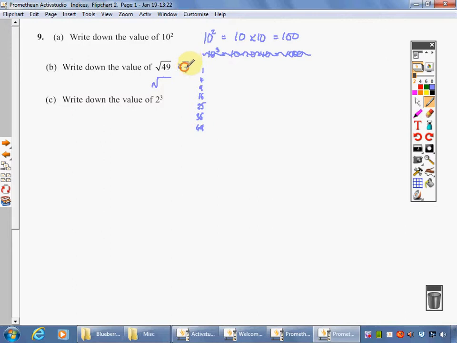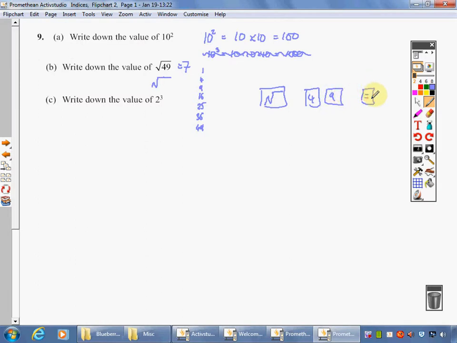The answer is 7. On the non-calculator paper, it will always be a whole number times by itself. On the calculator paper, you'll need to be able to use the square root button on your calculator, and you'll press the square root button, and in this case I've done 4, then 9, and then the equals sign.